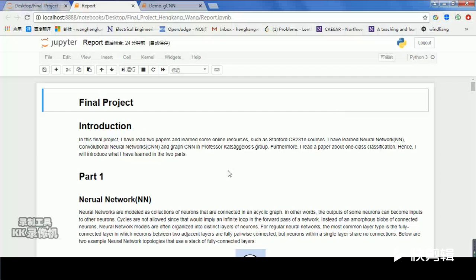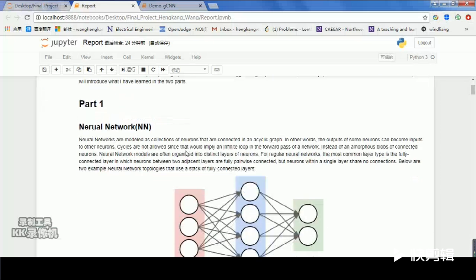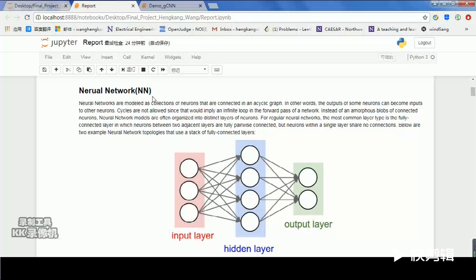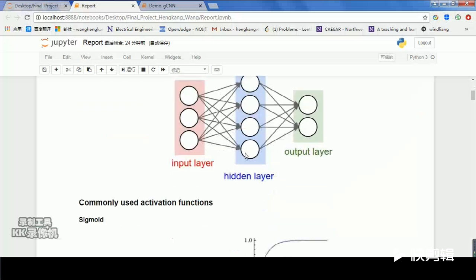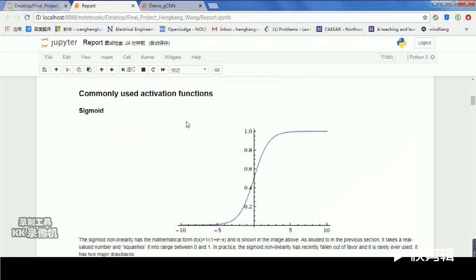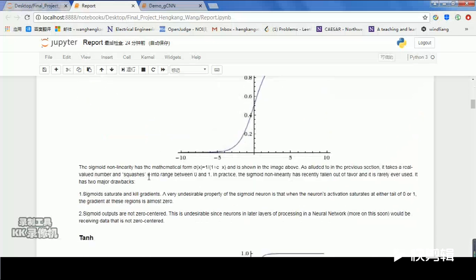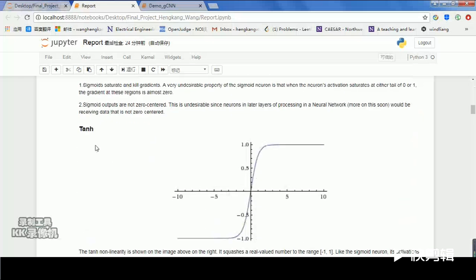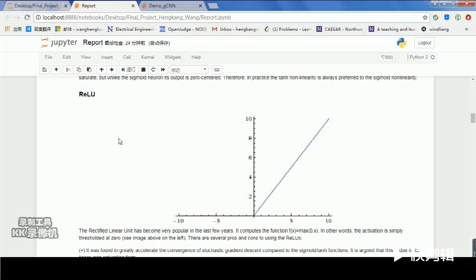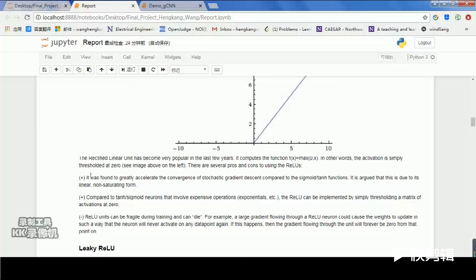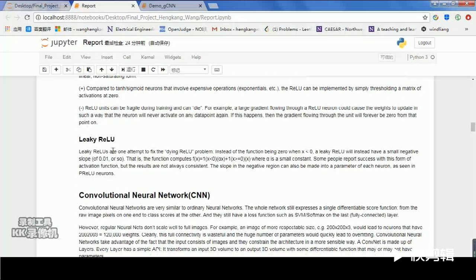The first part is about the CNN. First, I introduced the architecture of the neural network, and then I compared some common activation functions like the sigmoid and its drawbacks, and then the tanh, and then the ReLU, including its advantages and disadvantages. To prevent these disadvantages, we come up with another algorithm called leaky ReLU.